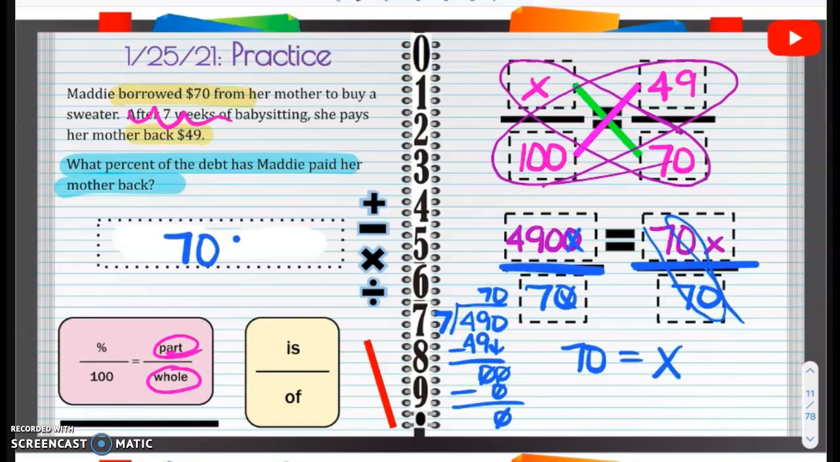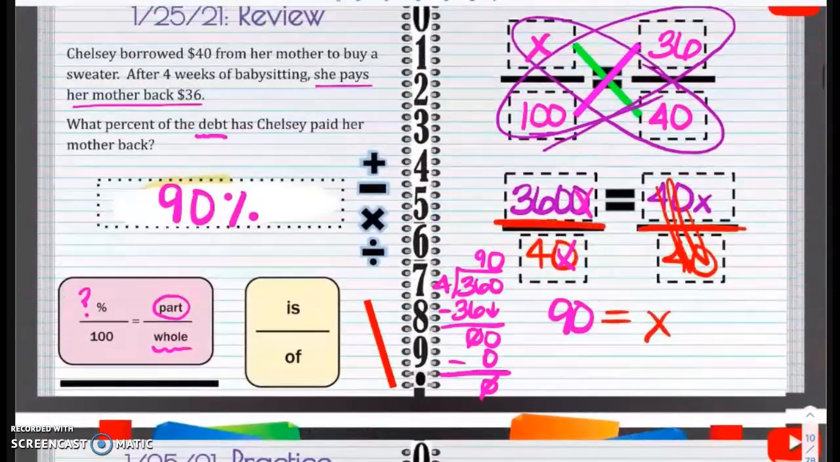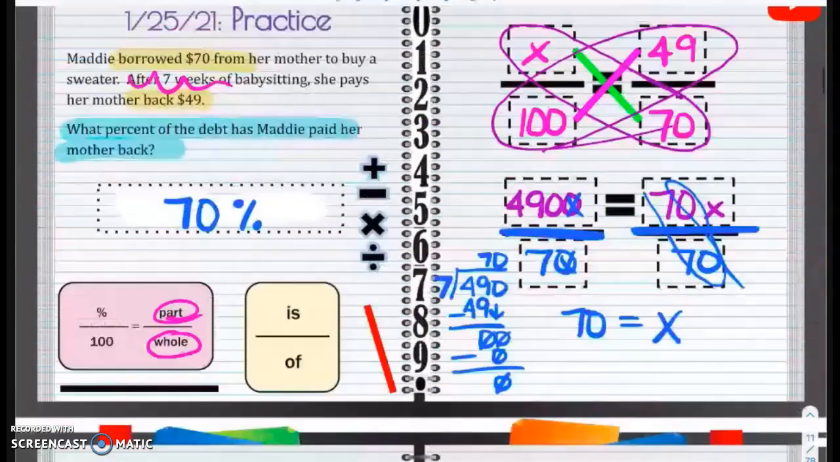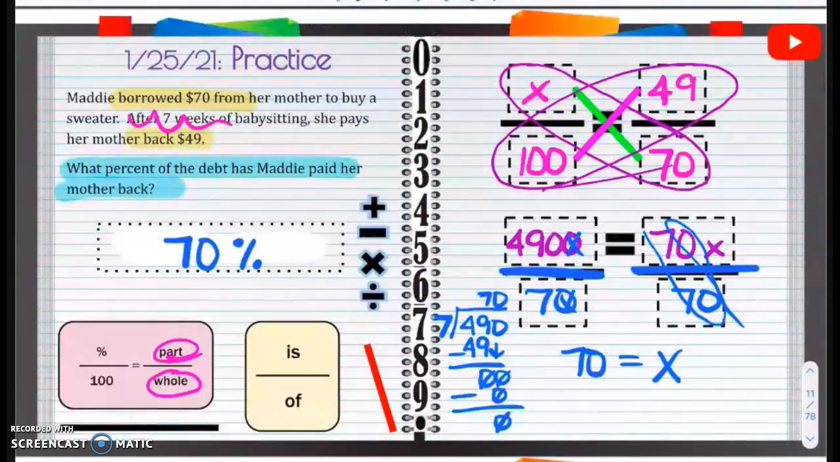So 70% is what she paid her mom back. Wow, that's kind of a coincidence. It's not always going to be just what that dollar amount is. Just like up in our last one, too. All right, so that is going to be it for our practice. Great job.